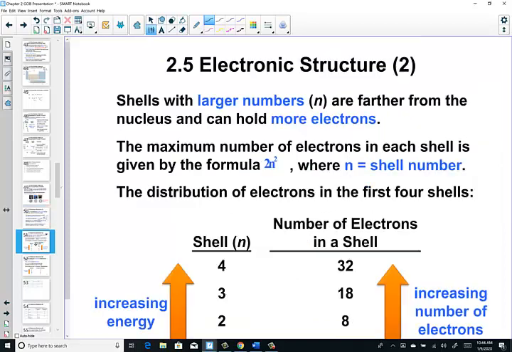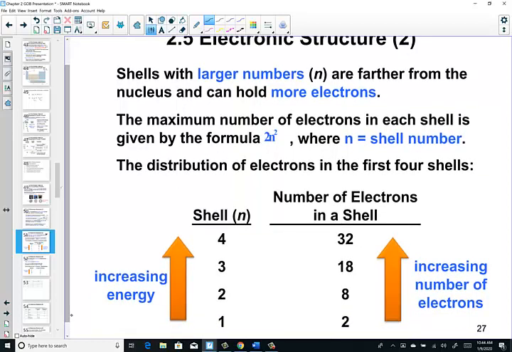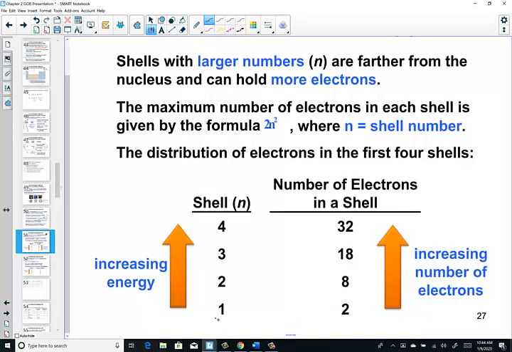Let's keep talking. We know that shells with larger numbers, the N, are farther away from the nucleus and can hold more and more electrons as we add them. The maximum number of electrons in each shell can be determined by a quick little formula, and that formula is 2n squared, where n represents the shell number. Now let's practice that, the distribution of electrons. And I'm going to start down at the bottom at shell number 1.